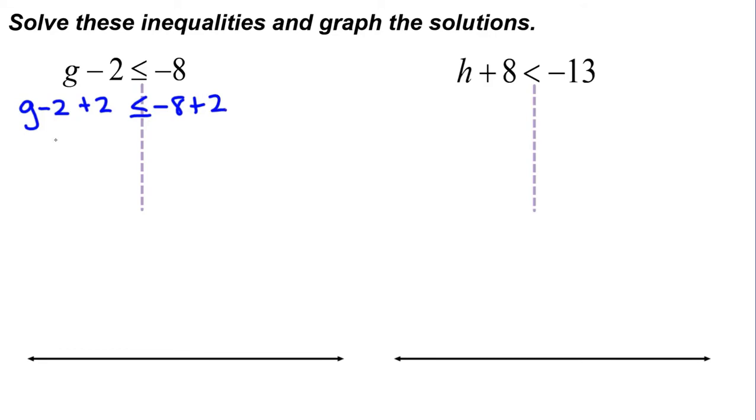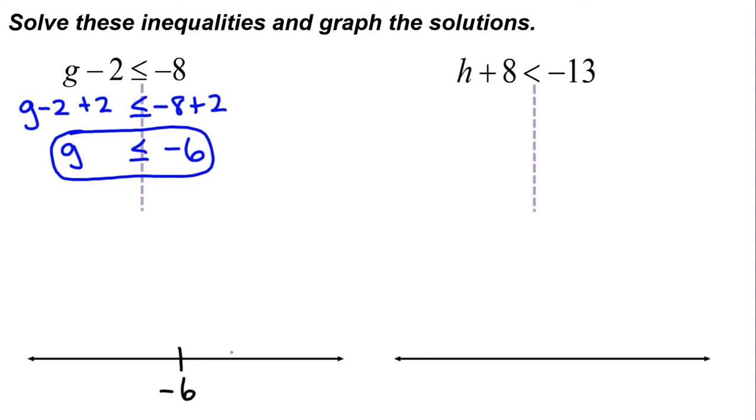And then I get G is less than or equal to, and then negative 8 plus 2 is negative 6. So G is less than or equal to negative 6. And that's my solution. And I'm going to show that on the number line here. I'm going to put negative 6 in the middle. And then again, good number lines should have numbers to the right and numbers to the left to give you that scope and scale of your number line.